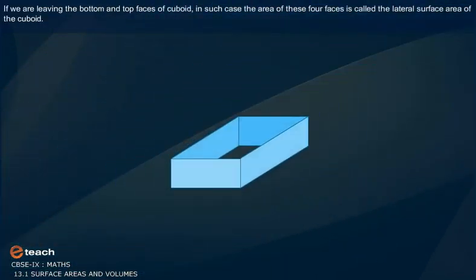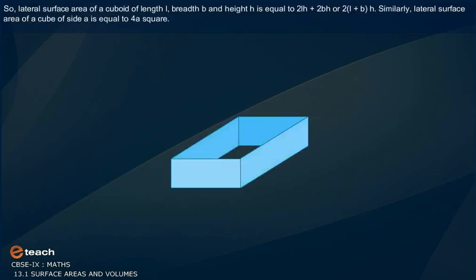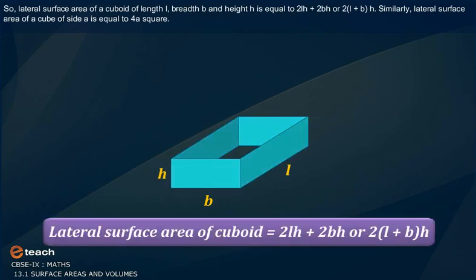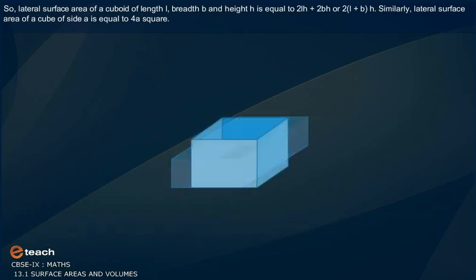If we leave the bottom and top faces of the cuboid, in such a case, the area of these 4 faces is called the lateral surface area of the cuboid. So, the lateral surface area of a cuboid of length L, breadth B and height H is equal to 2LH plus 2BH, or 2 into bracket L plus B, H. Similarly, the lateral surface area of a cube of side A is equal to 4A square.